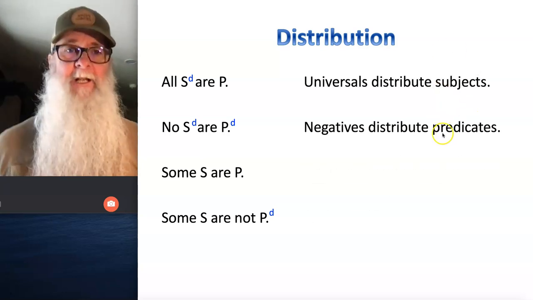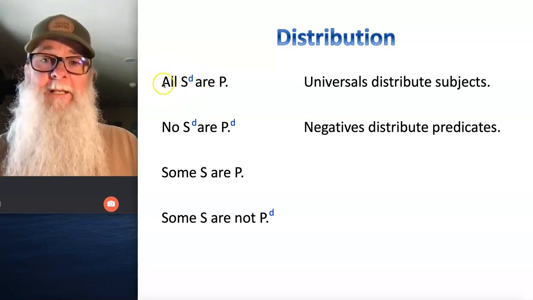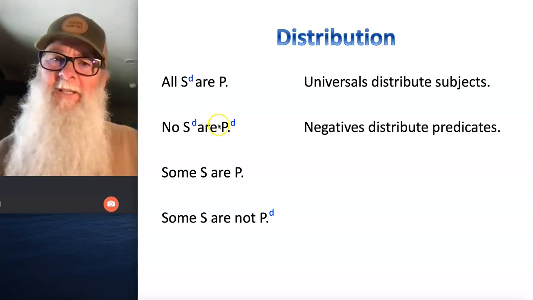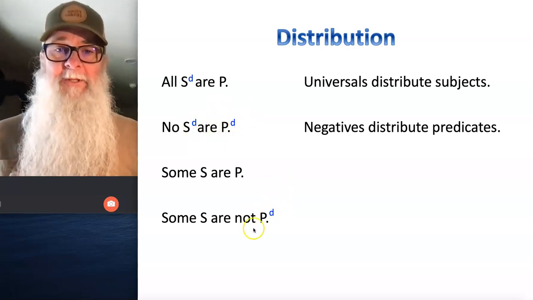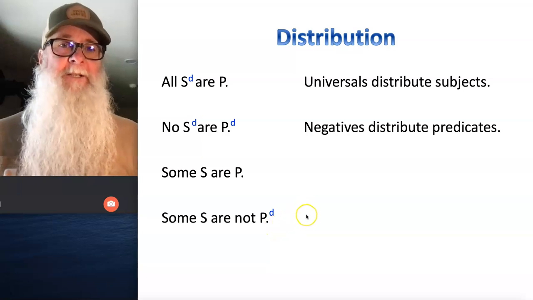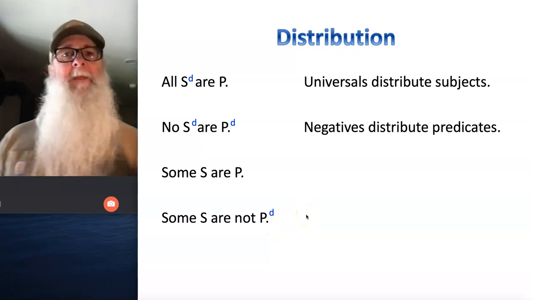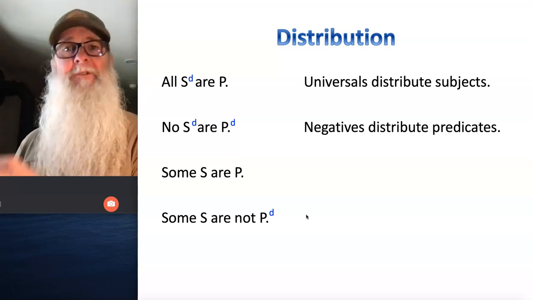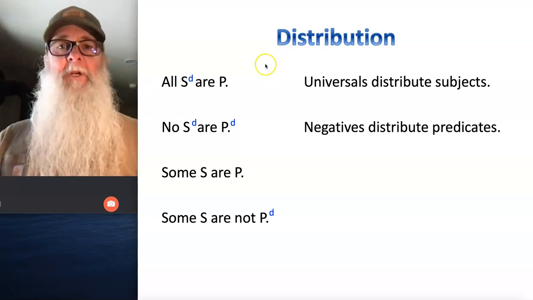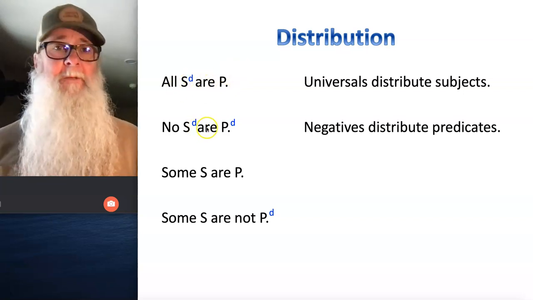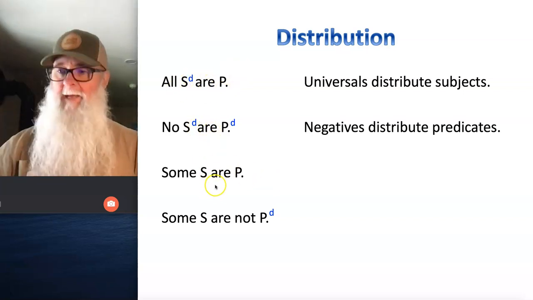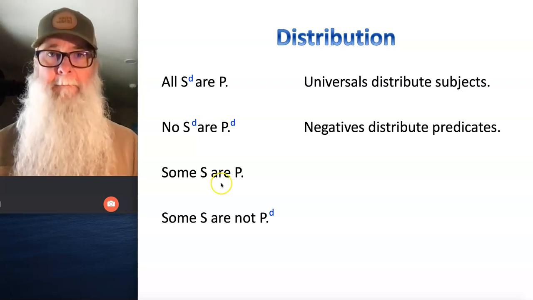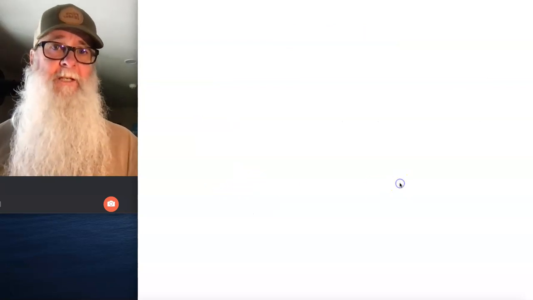And there's a pattern here. Universal statements like A statements and E statements distribute their subject terms. And negative statements like E statements and O statements distribute their predicate terms. So there's kind of a pattern here. And these first two rules that we're going to look at rely on this concept of distribution. Because these terms are always distributed or undistributed in these types of statements, it's going to make evaluating arguments very predictable, very reliable. We just have to get comfortable with these five rules, and that's what we're going to do next.